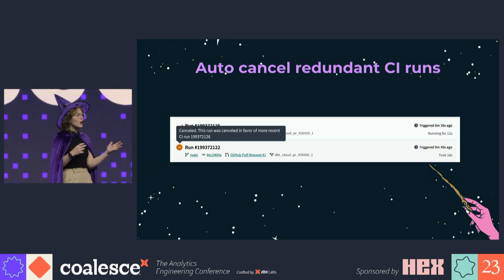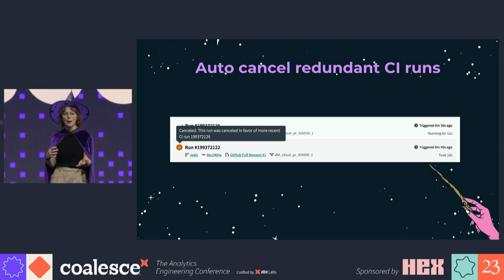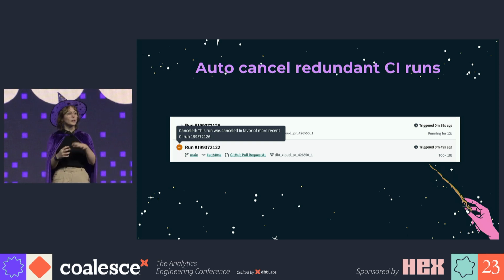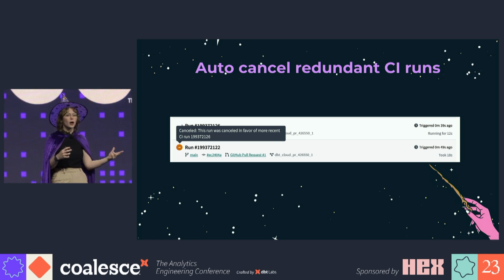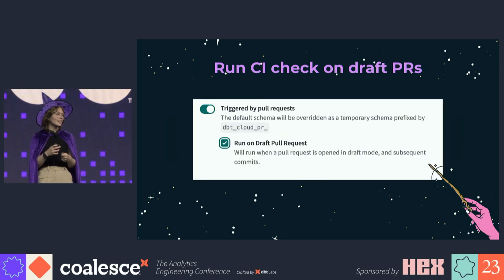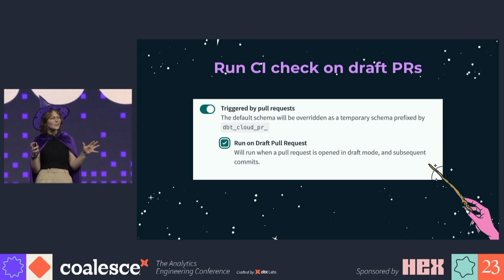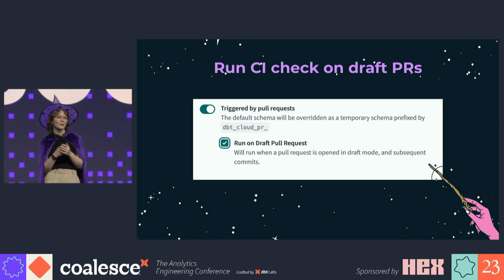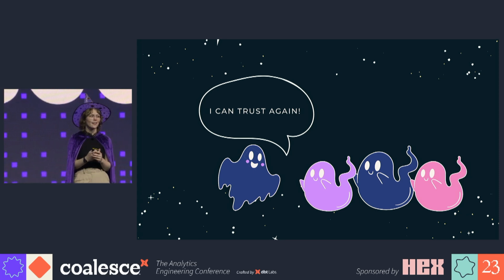dbt Cloud will now also automatically cancel redundant CI runs. So if you make a new commit while the CI run based on older code is still in progress, it will automatically be canceled and replaced with a new run using the up-to-date code. So this saves developer time and reduces your warehouse spend. Finally, we've added support for draft pull requests, so you can now validate your code changes even before you open your PR up for review. With all of these product improvements, we believe that dbt Cloud CI is the best way to ensure code quality at scale.